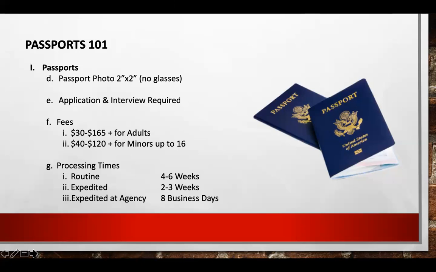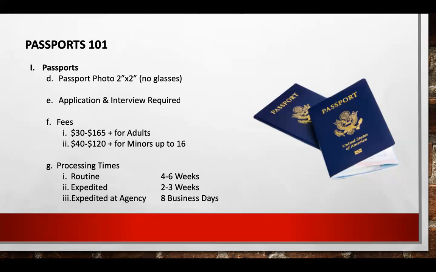Then processing times. Routine standard, 4 to 6 weeks, and expedited can be 2 to 3 weeks. Expedited at an agency can be 8 business days. There are a few select locations that you may be able to do a same day. But again, you want to check with the particular place before you show up, making sure that you're clear on what the requirements are.